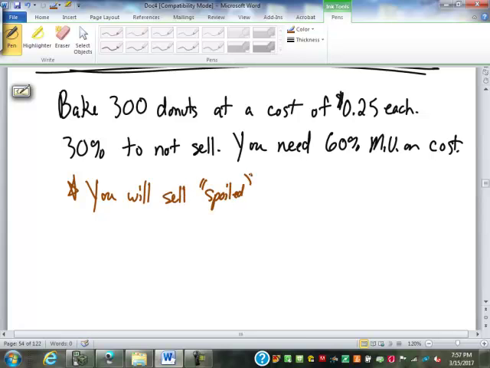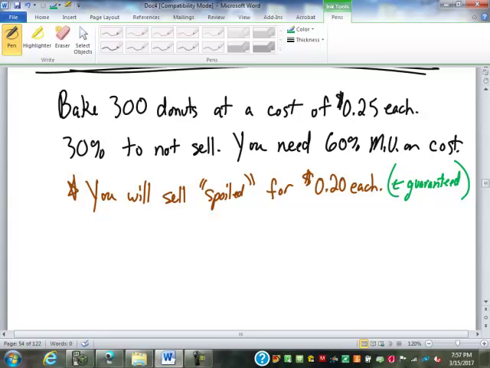the spoiled, I put those in quotes because spoiled doesn't mean, you know, moldy. It might mean they had a defect in them or broke or just sat there for the whole day and got a little less than fresh. You will sell the spoiled ones for 20 cents each. I'll make a little note here. Guaranteed. What do I mean by guaranteed? Well, that means you're going to get the 20 cents and you're going to sell them all.